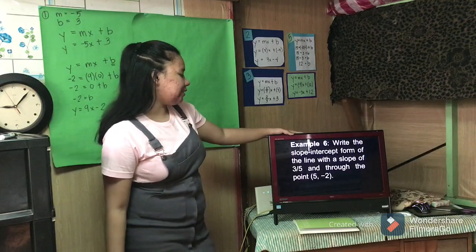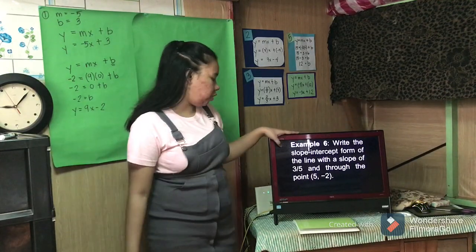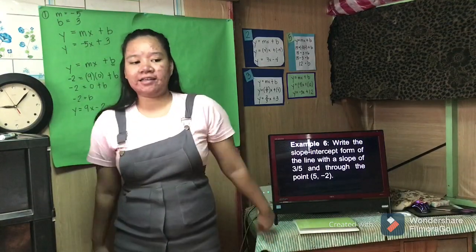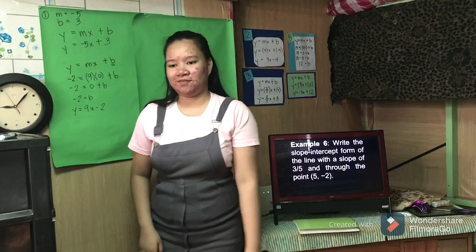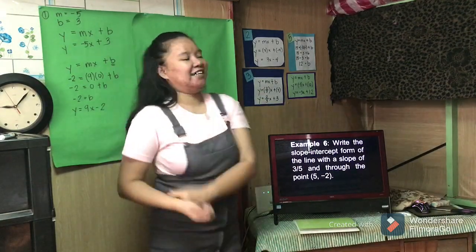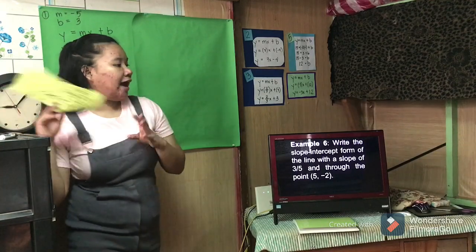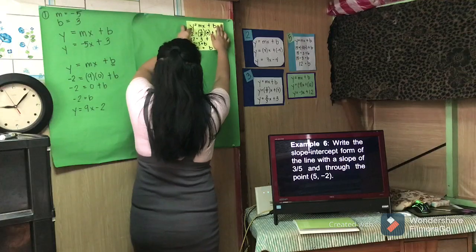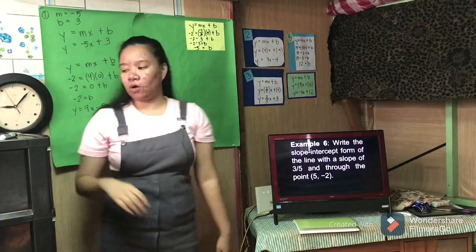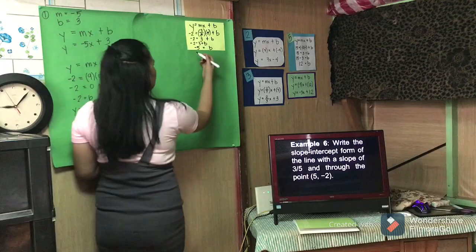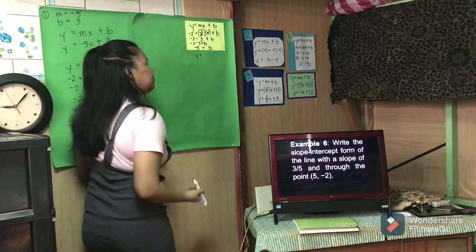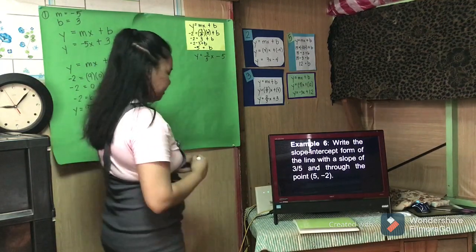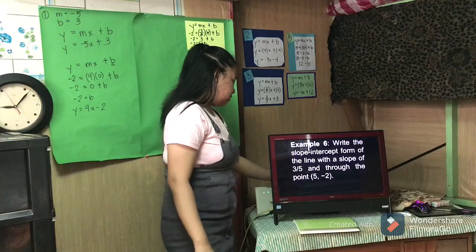Okay, let's try the last example. Write the slope-intercept form of the line with a slope of 3/5 and passing through the point (5, -2). Who wants to try finding first the y-intercept? Yes, Janela. Okay, try it. Very good. Good job. So we got y equals mx plus b, so now we have y is equal to 3/5x minus 5. Is that clear? Did you understand?